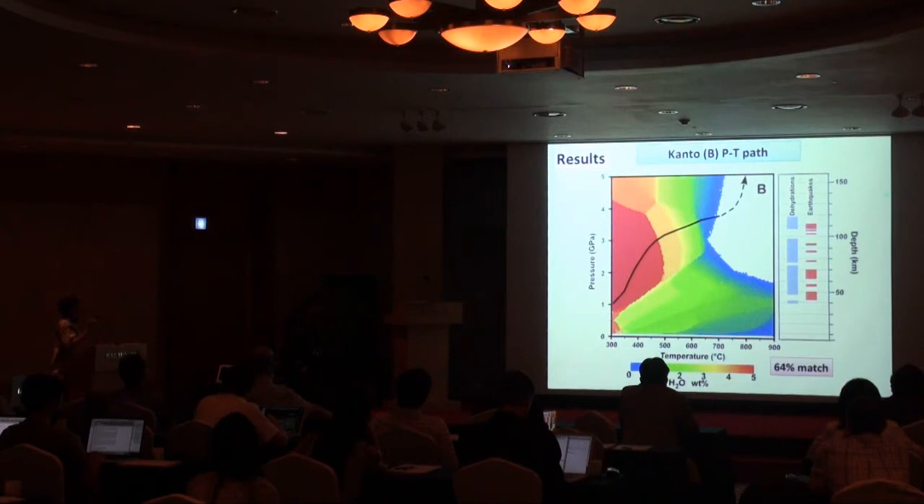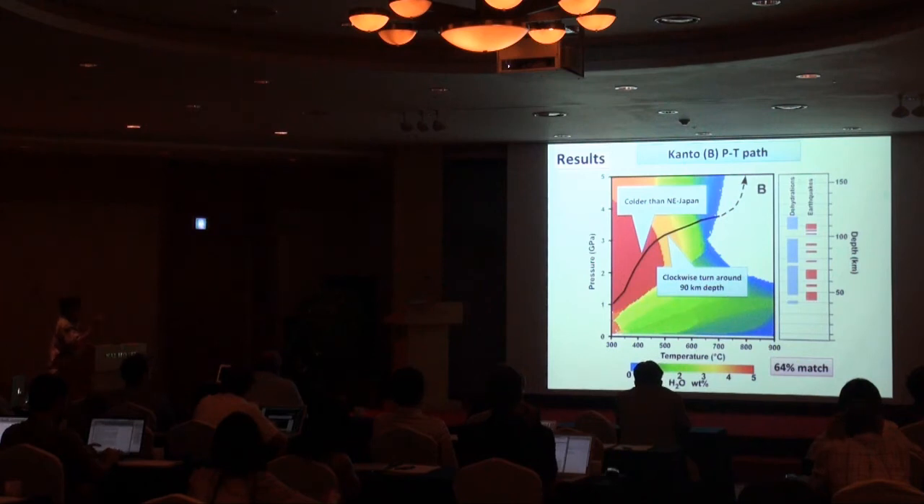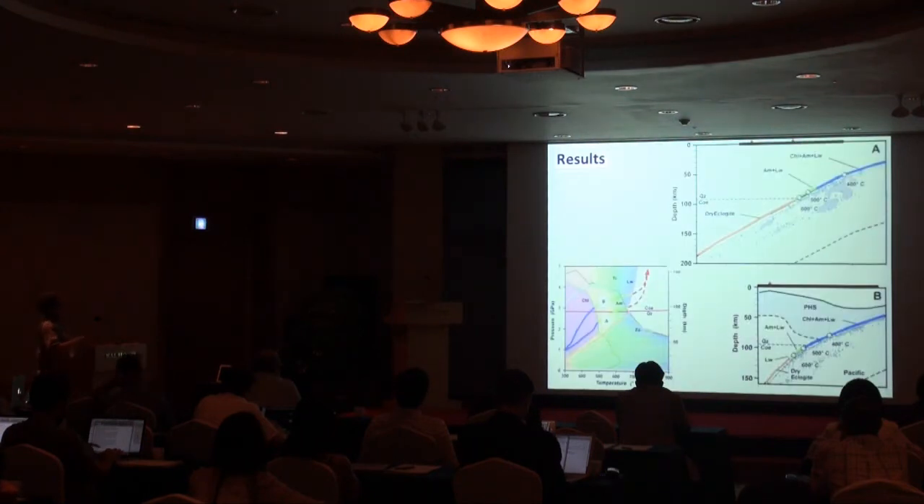Okay, next is the Kanto area, which shows a similar curve, but this area is colder than Northeast Japan, and this clockwise turn occurs deeper than in Northeast Japan, at 90 kilometer depth, while in Northeast Japan it was 75 kilometer depth.